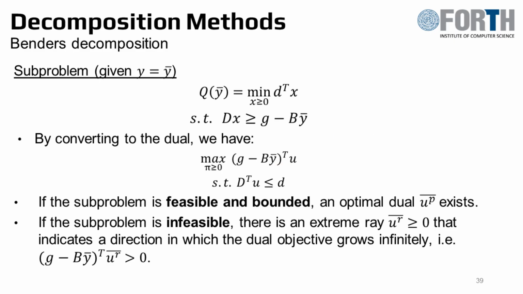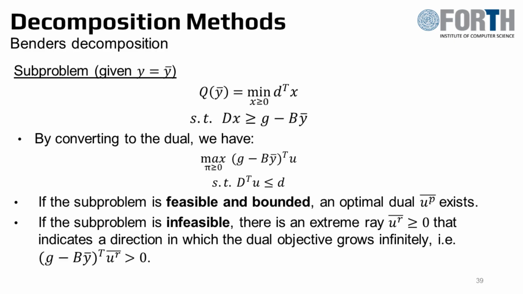Now suppose we fix the complicating variables y to a specific value, say ȳ. The original objective was c transpose y plus d transpose x. Since y is now fixed, the term c transpose ȳ is constant. So the subproblem focuses only on minimizing the remaining term: minimize d transpose x subject to Dx ≥ g minus Bȳ and x ≥ 0.